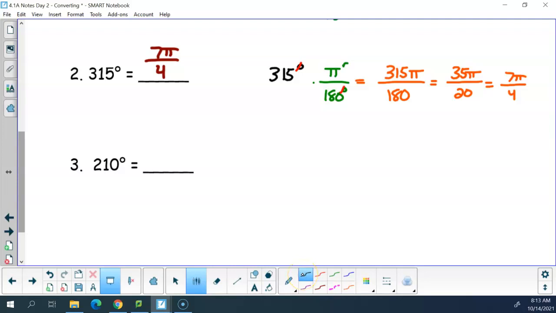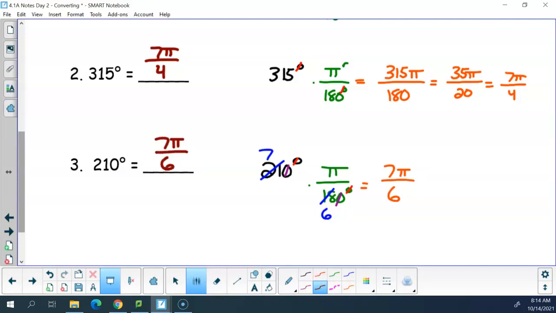210. First off, I would get rid of the zeros. Then they can both be divided by 3. That leaves me with 7 pi over 6. Love it.